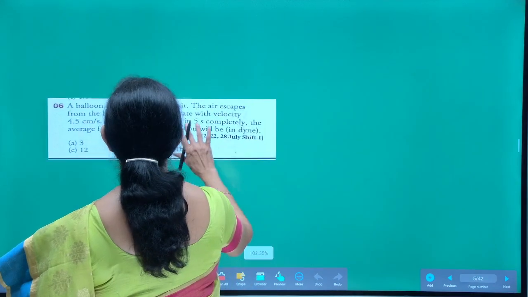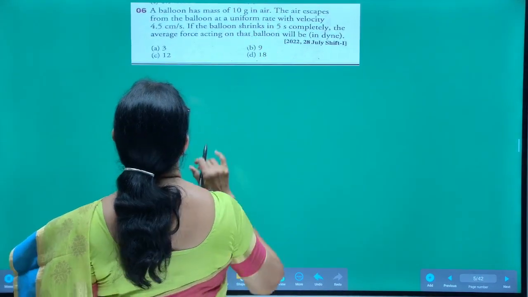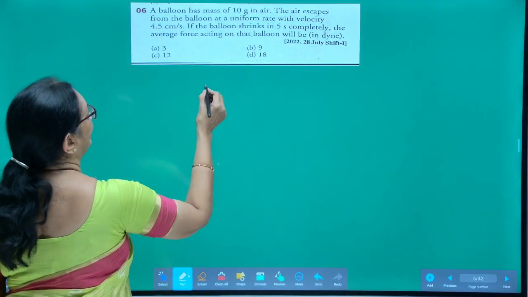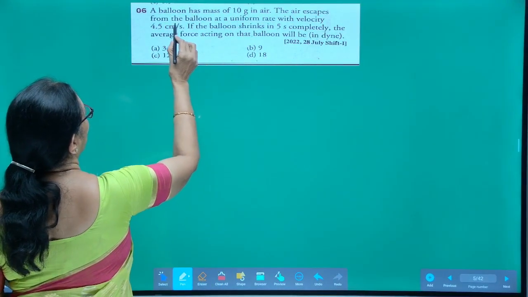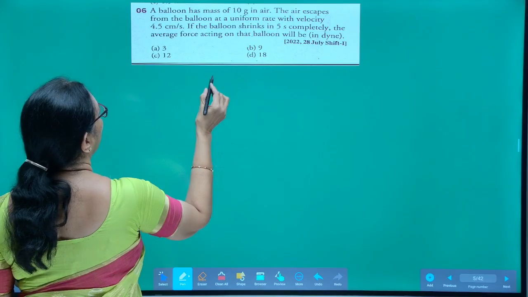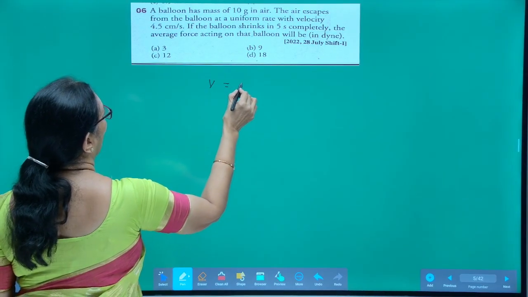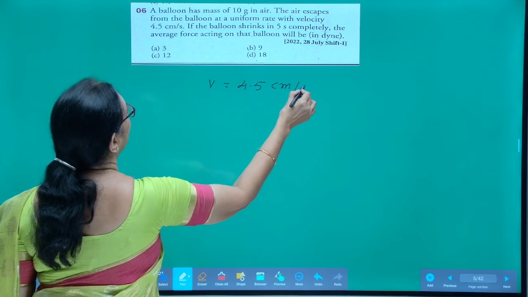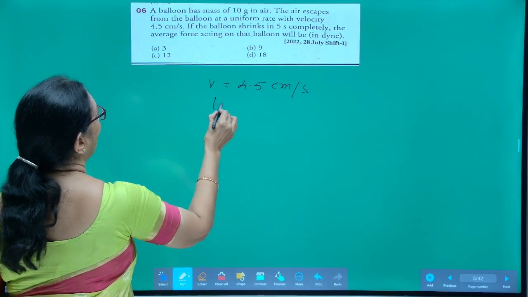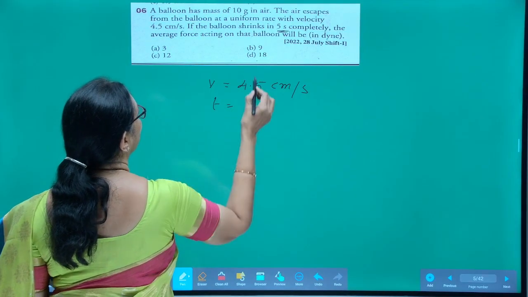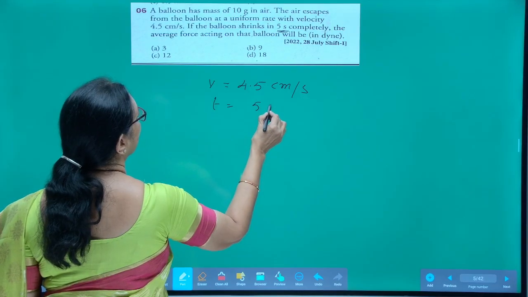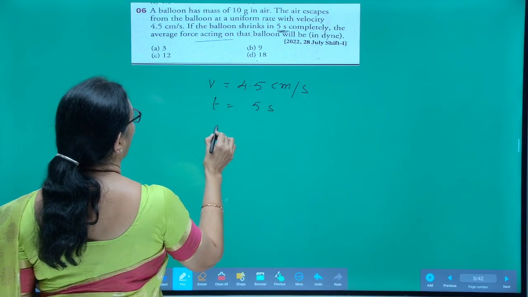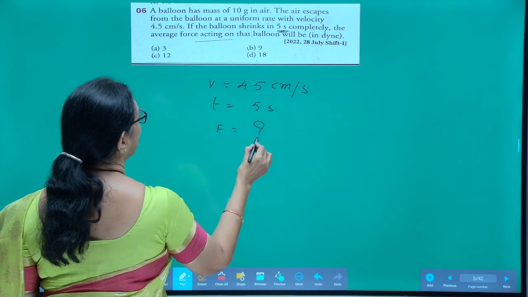Now, look here. A balloon has a mass of 10 grams in air. Air escapes from the balloon at a uniform rate with a velocity of 4.5 centimeter per second, and the balloon completely shrinks in 5 seconds. The average force acting on the balloon is how much?